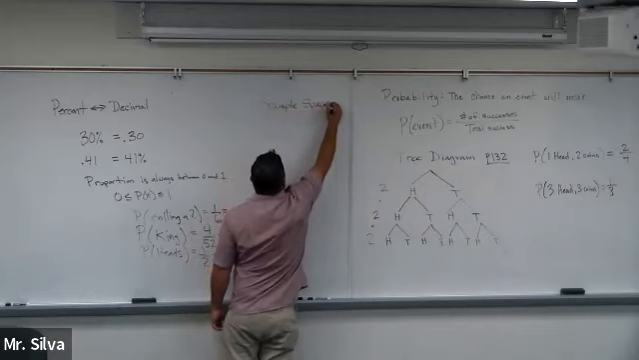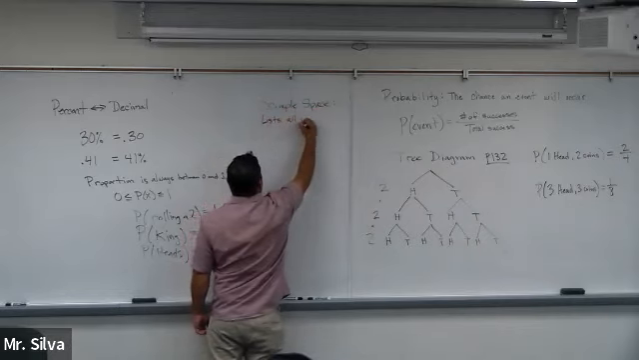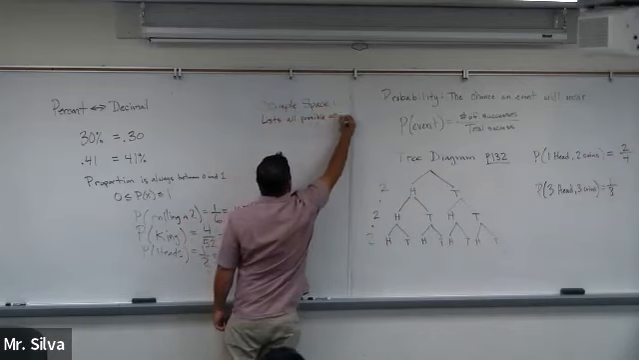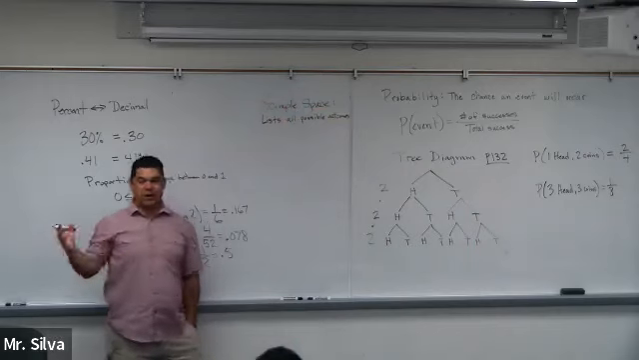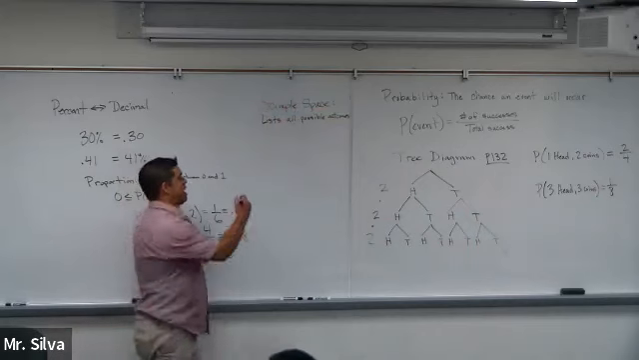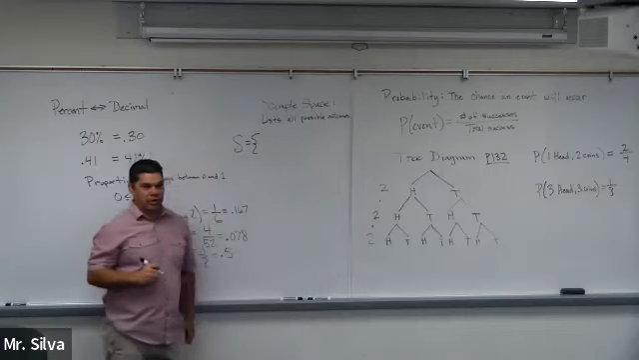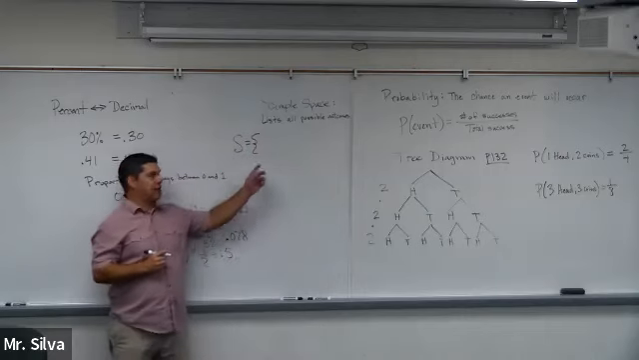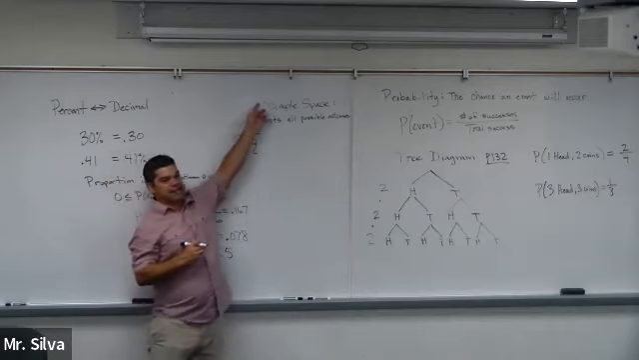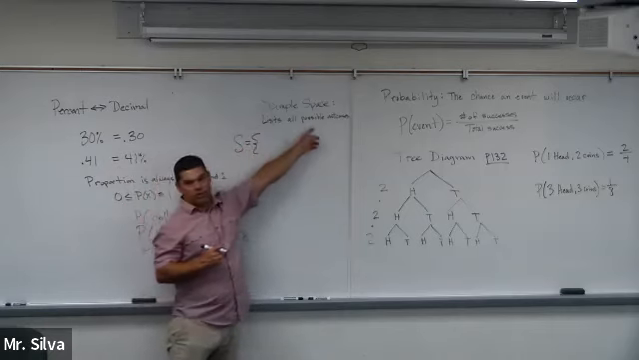The sample space lists all possible outcomes. So I could do a tree diagram, or I could just list all the ways that these things could happen. I'm going to use a capital S and a curly bracket, fancy style right there. So S equals what? S represents the sample space, and inside the bracket is going to be my total possible outcomes.